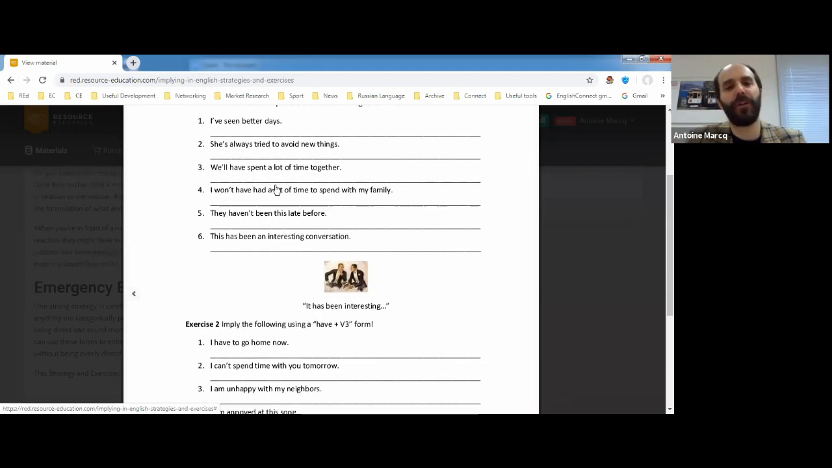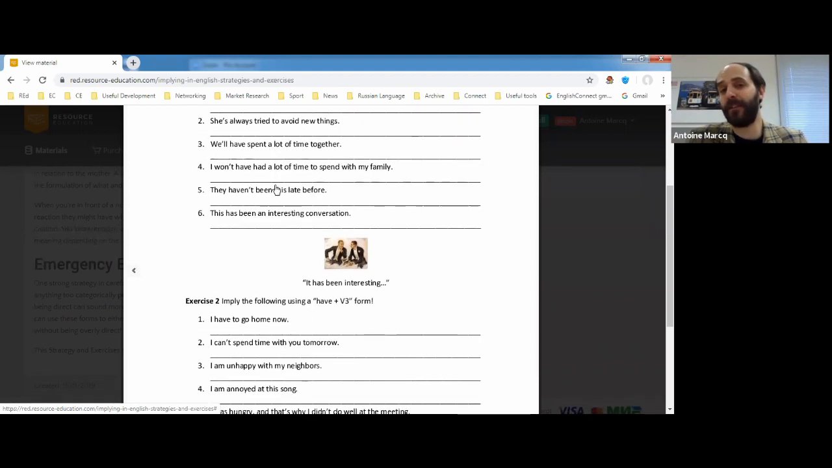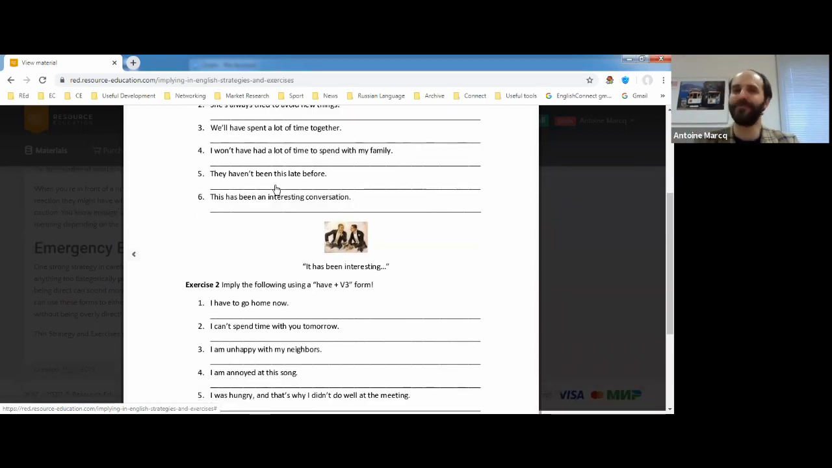She's always tried to avoid new things. We'll have spent a lot of time together. I like this one. We'll have spent a lot of time together, for example. It can imply both negative and positive things. You know, I don't know about going on a holiday together for a whole month. You know, I think we'll have spent a lot of time together, and we've only been on 3 dates. I think it's a bit soon. So here I'm implying something negative. It might not be a good idea.